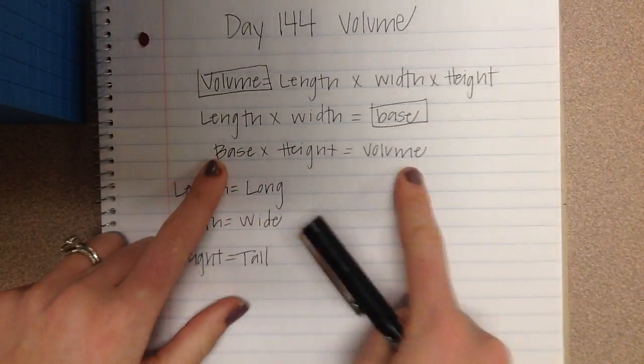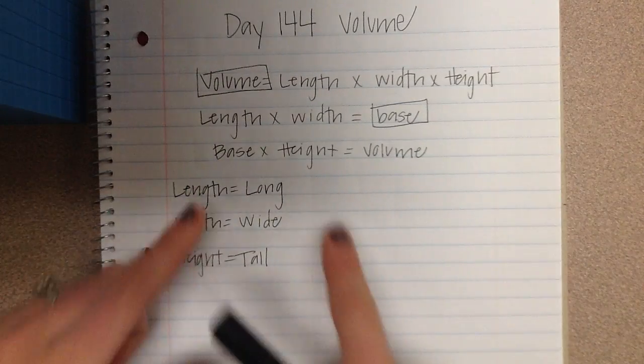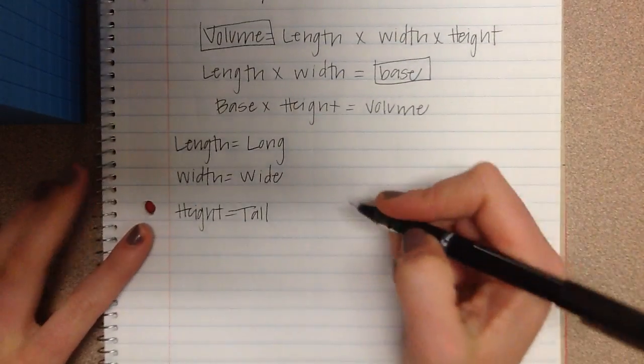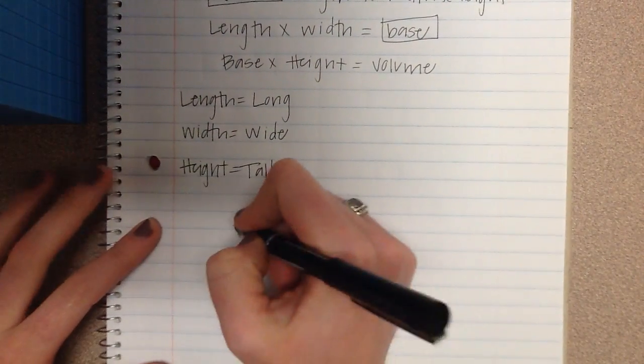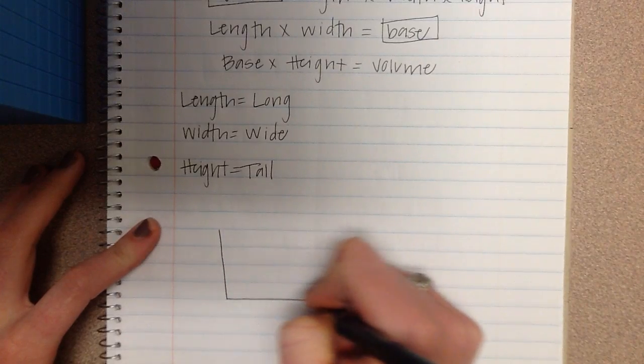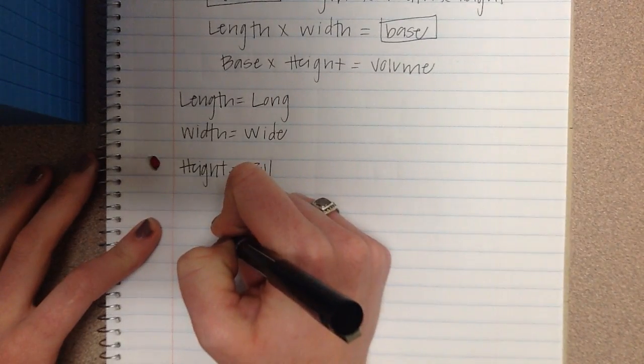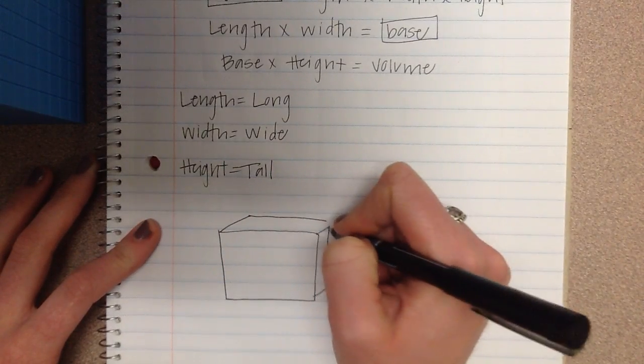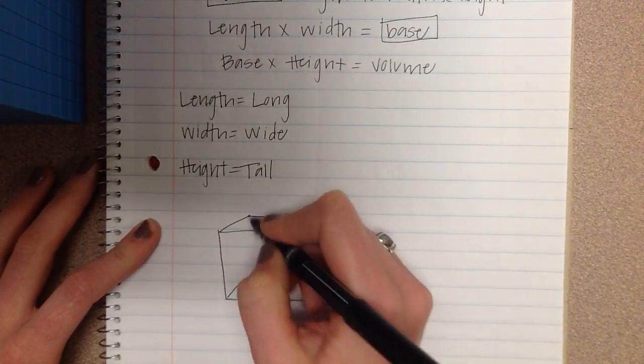If you want to remember base times height equals volume, that's fine. If you just want to remember length times width times height, that's fine. Okay? So, let's do this problem here. If I have here, that's a bad drawing, sorry. Can't draw today.